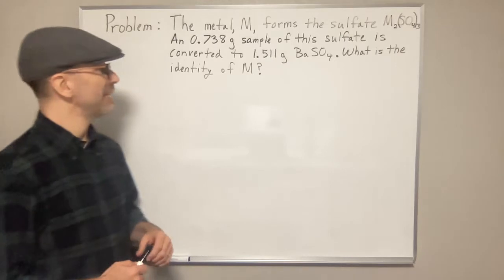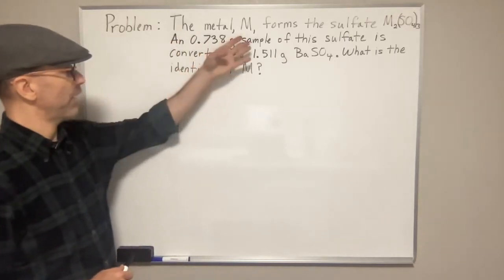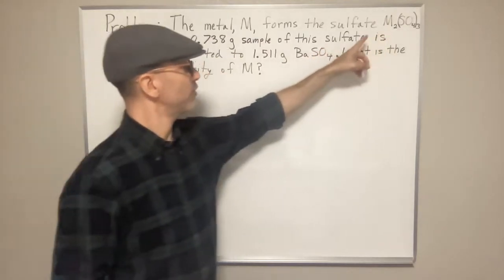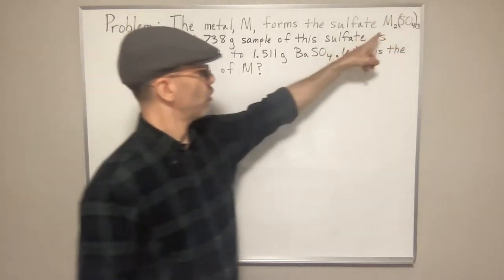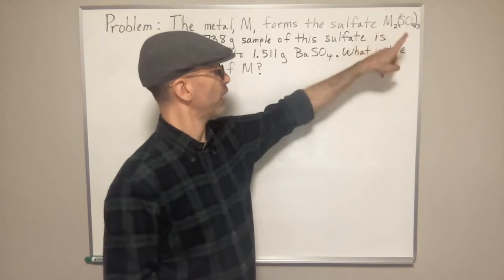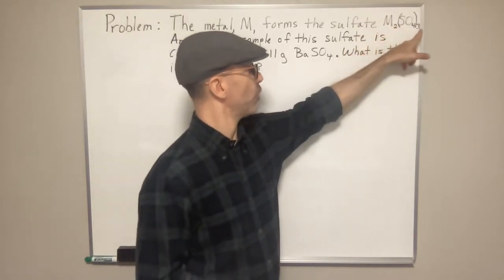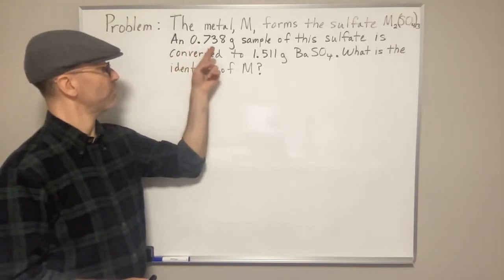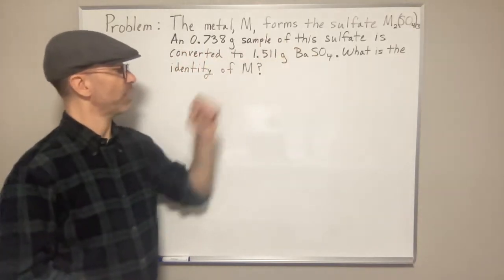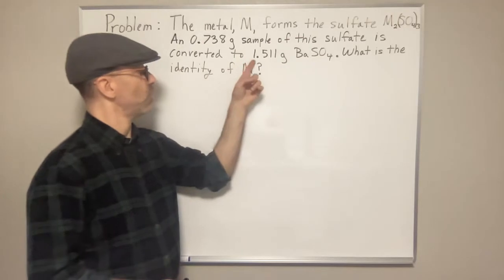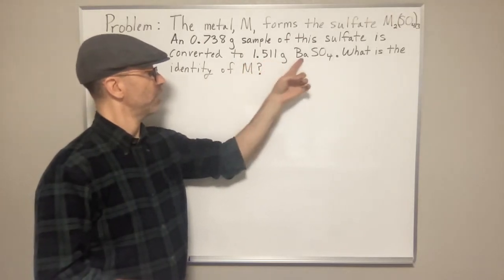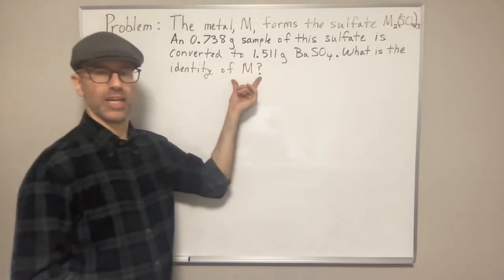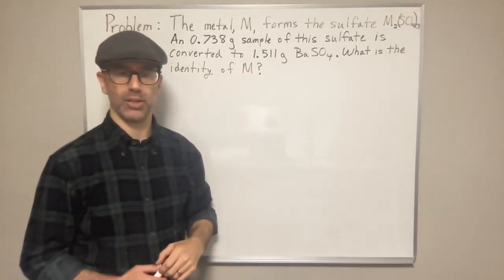And so in this problem, you have a metal M, we don't know what M is, and we're told that it forms a sulfate. So this is the formula for the sulfate, M2(SO4)3. And we have a 0.738 gram sample of this sulfate, and we convert it to 1.511 grams of barium sulfate. Okay, and then they want to know what the identity of the metal is.